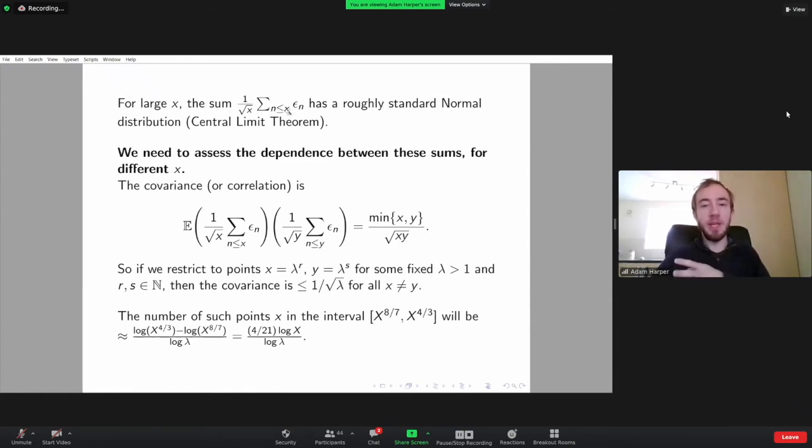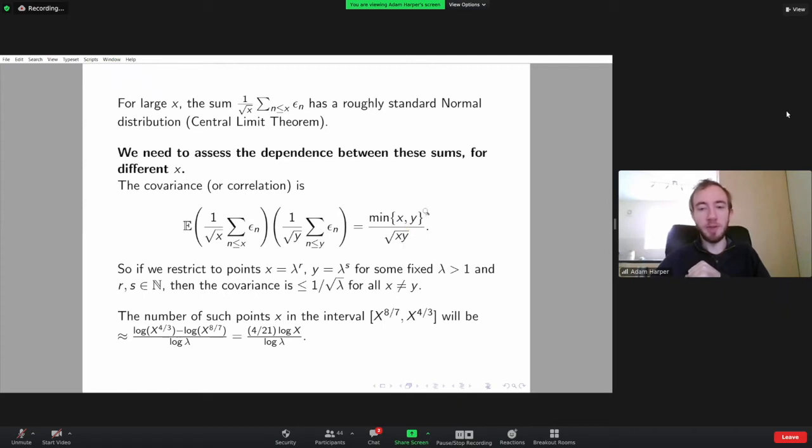So here we understand the means and the variances. These have mean 0 and they have variance 1. So to understand the dependence, we need to understand the covariance or the correlations. And that means the expectation of the product of this sum for different x and y. And actually, it's pretty easy to see what this will be. So there's a factor square root x and square root y that comes out here. And then when you take the expectation of the product of the two sums, because the epsilon n's are independent of one another, the only terms that survive are the ones that occur in both sums. So that's the ones that go up to the minimum of x and y. So this covariance will be the minimum of x and y divided by the square root of x times y.